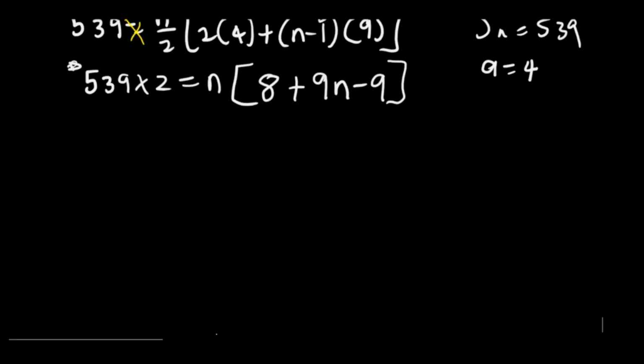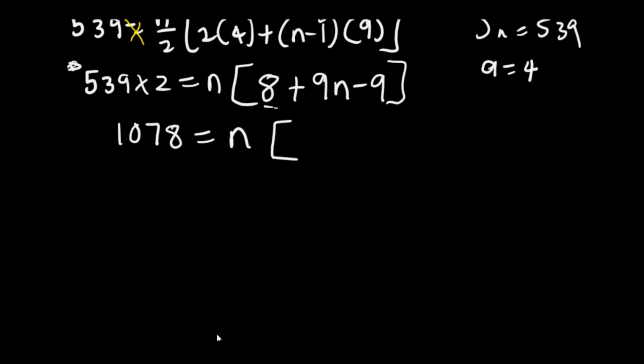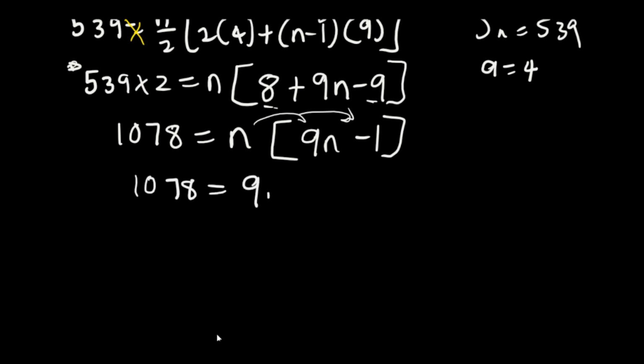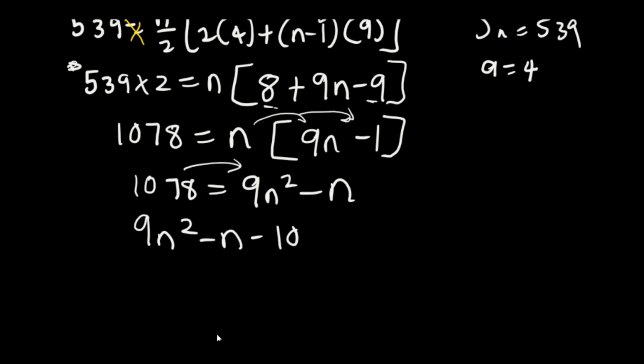So from here, we are going to find the product of 539 times 2, which is 1078, equals n into, and then add these like terms here, we have 9n minus 1. And then this n will multiply everything inside. We have 1078 equals 9n squared minus n. And then we transpose this to the other side. We have 9n squared minus n minus 1078 equals 0.